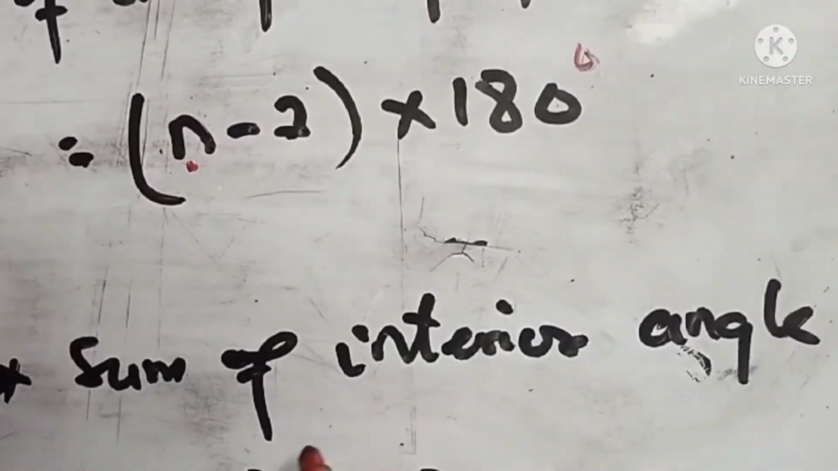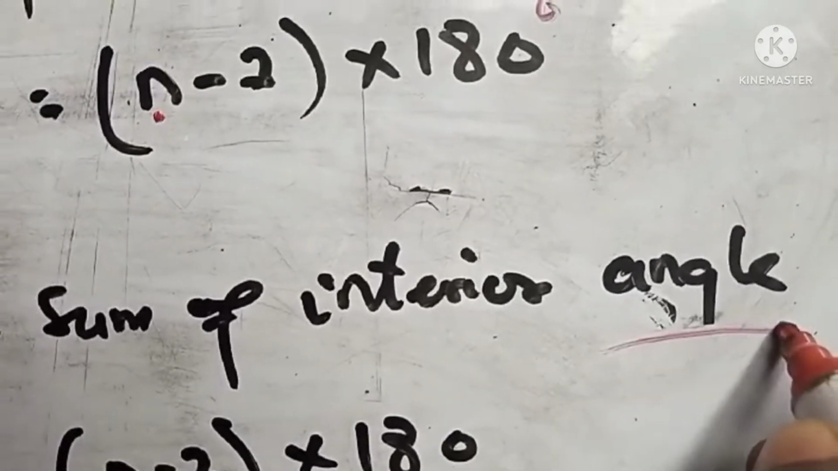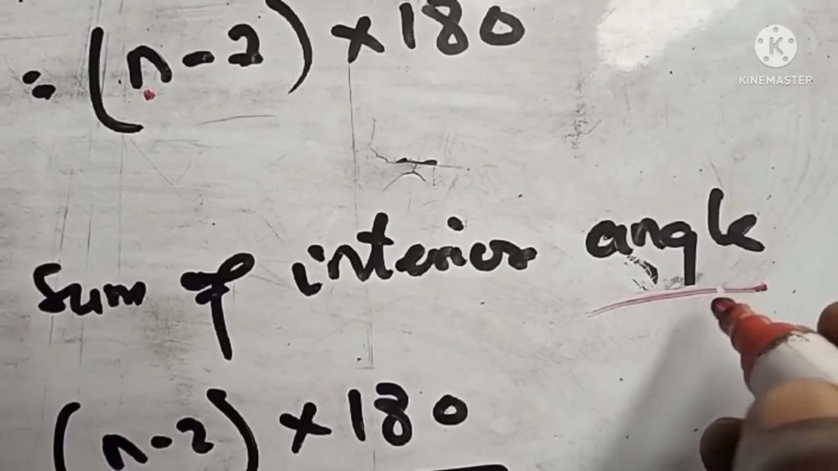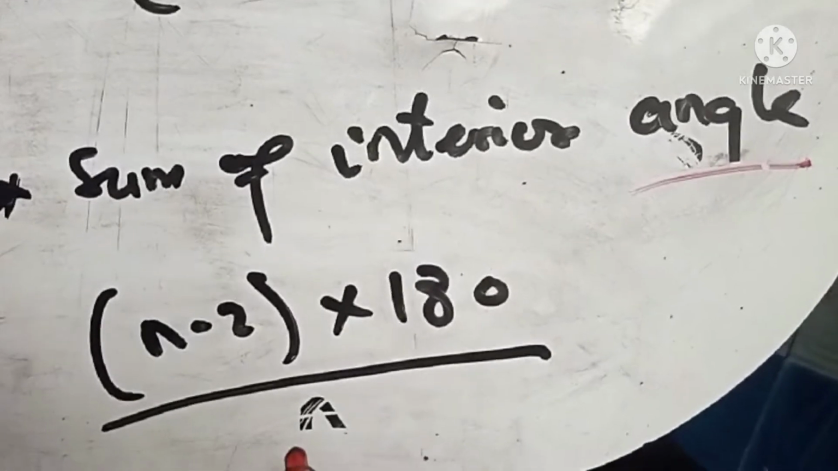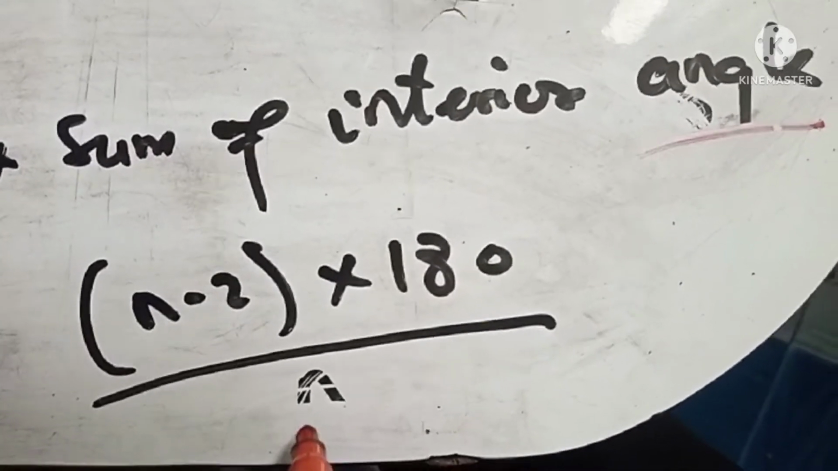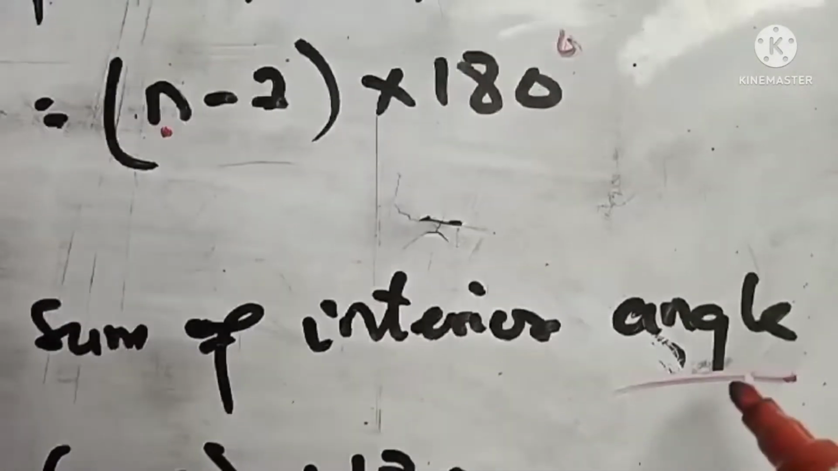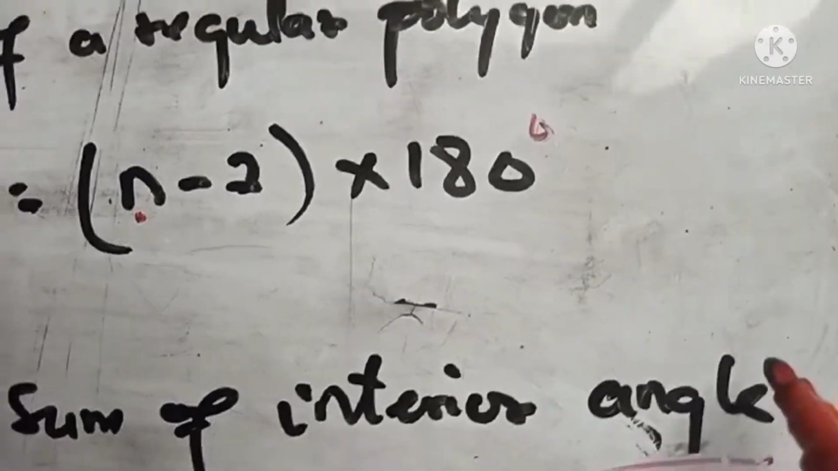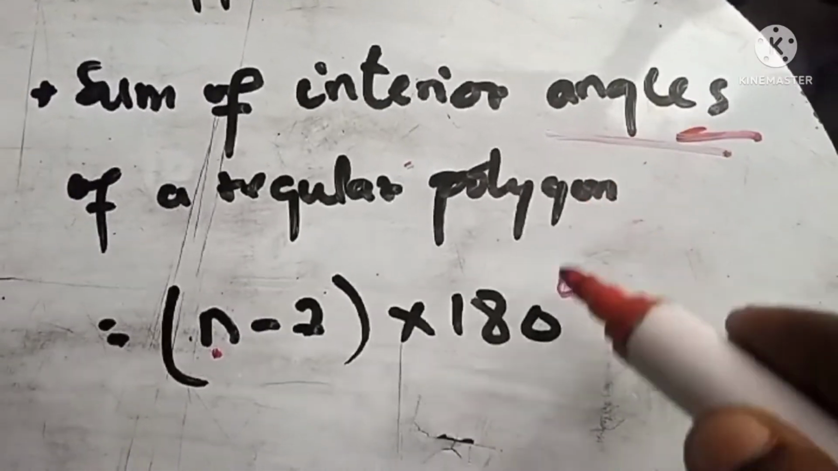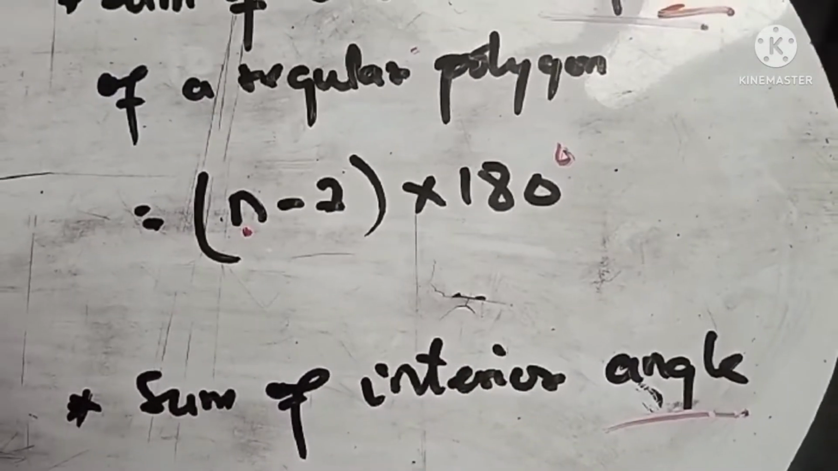Now the next one is a single interior angle, right? So this one is just 1. The same thing applies to the definition, but here we are going to divide by n. The reason we are dividing by n here is that this is just one angle, but here we are having all the angles. So note the difference between these two things, right?